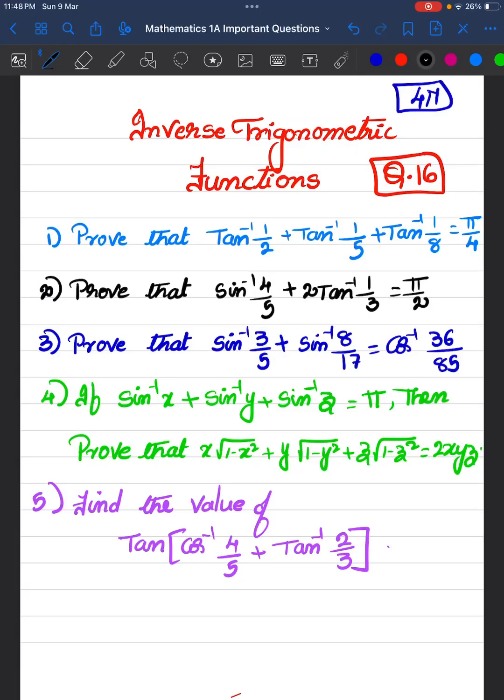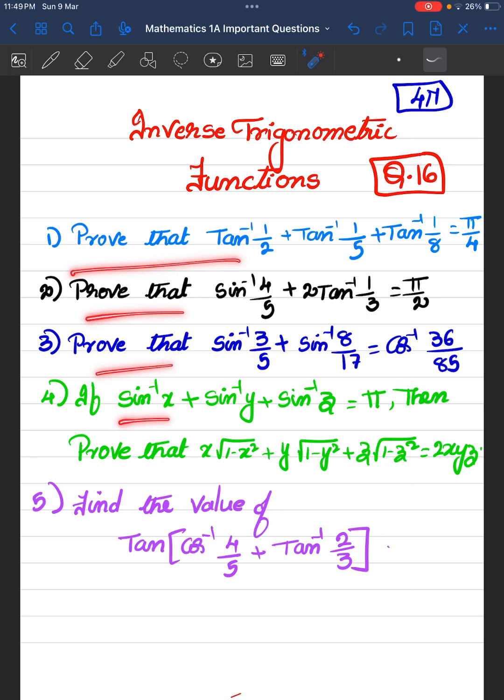Dear students, here is the topic: inverse trigonometric functions. Inverse trigonometric functions problem comes under question number 16 of your final examination question paper of 1A. This question carries 4 marks, meaning it comes under short answer questions. So here we are sharing 5 questions from inverse trigonometric functions.